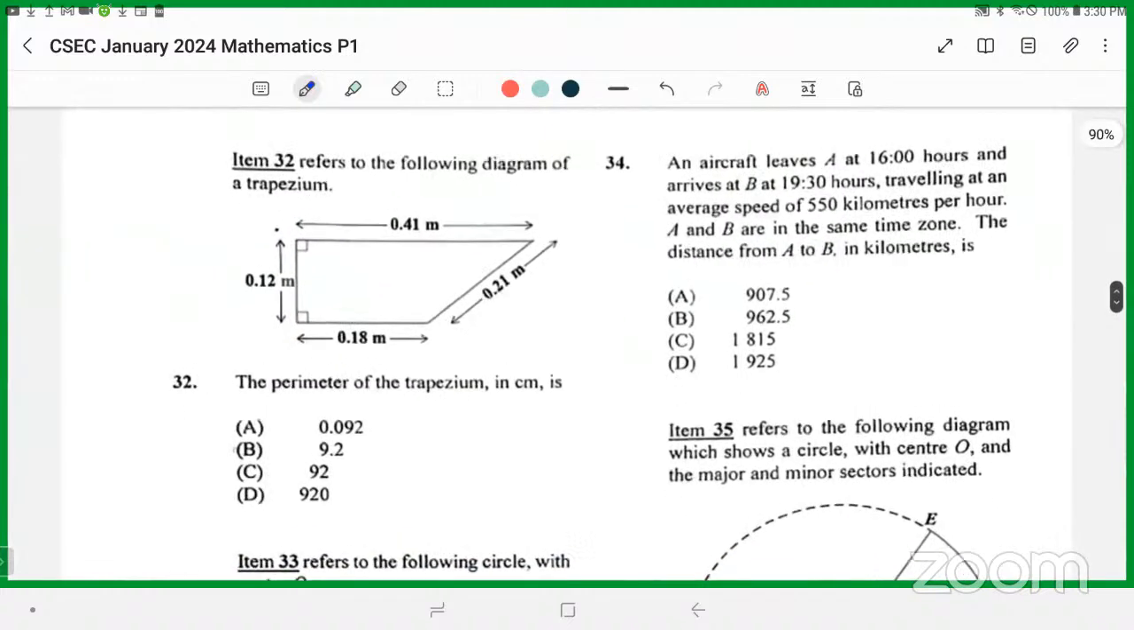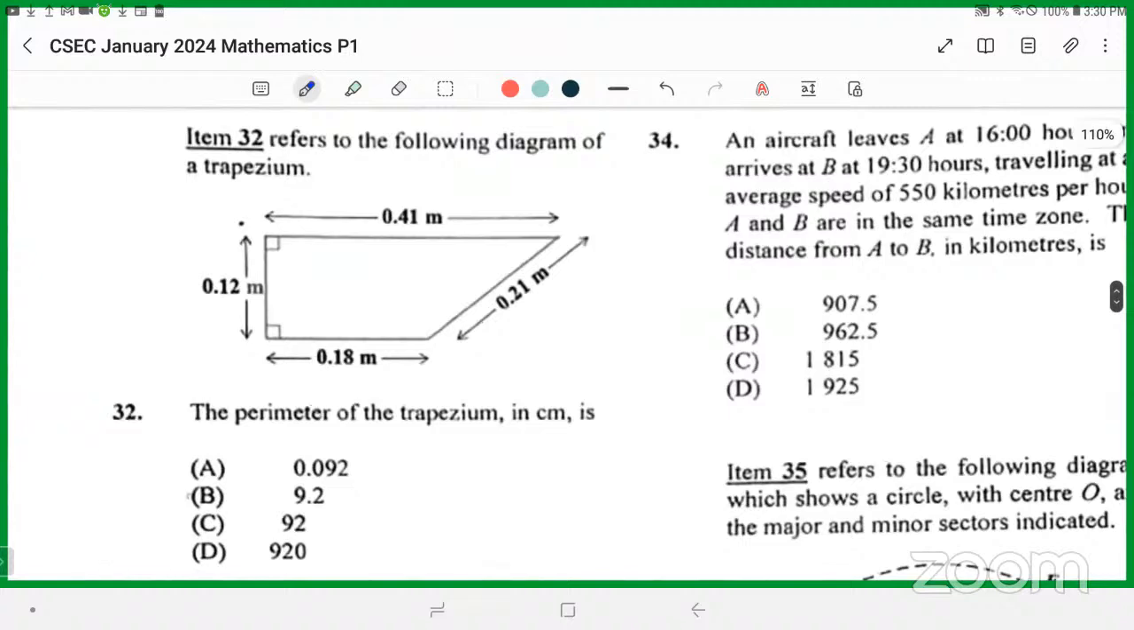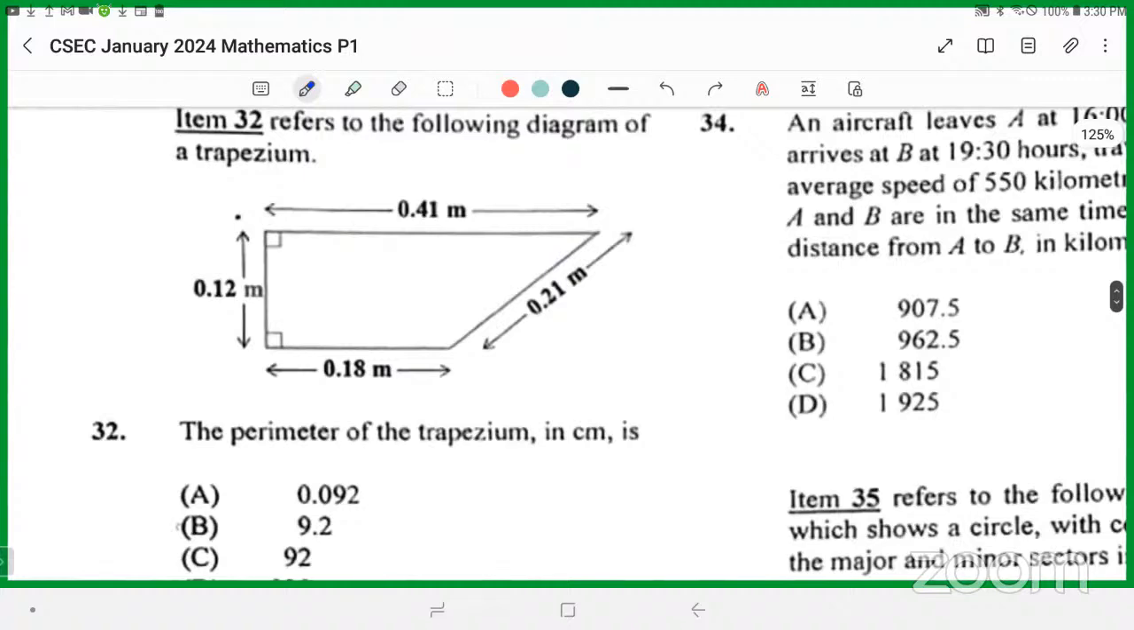This question says, this item refers to the following trapezium. It says the perimeter of a trapezium in centimeters. But I noticed that these values are in meters. I want the perimeter, so you basically just need to add up the sides. Since we want it in centimeters, what we can do is write these sides in centimeters from now.